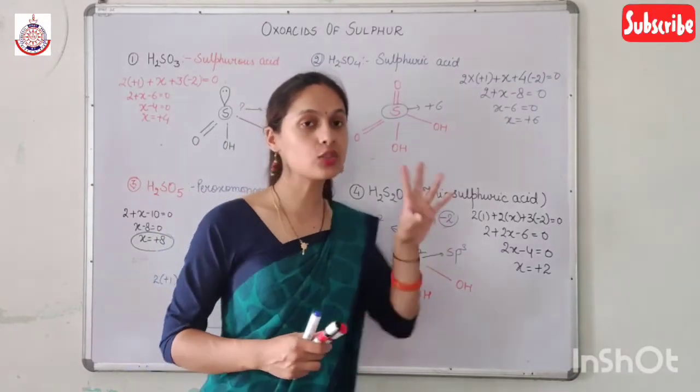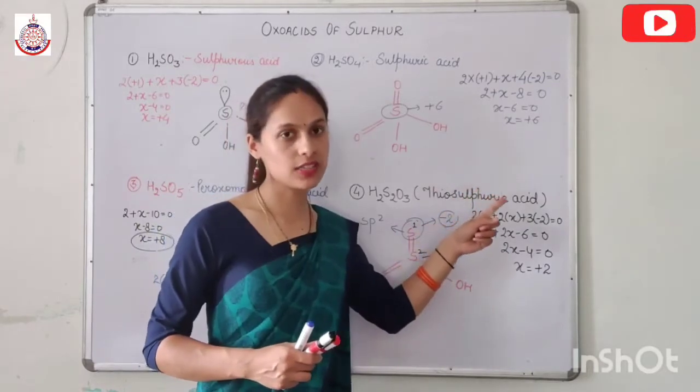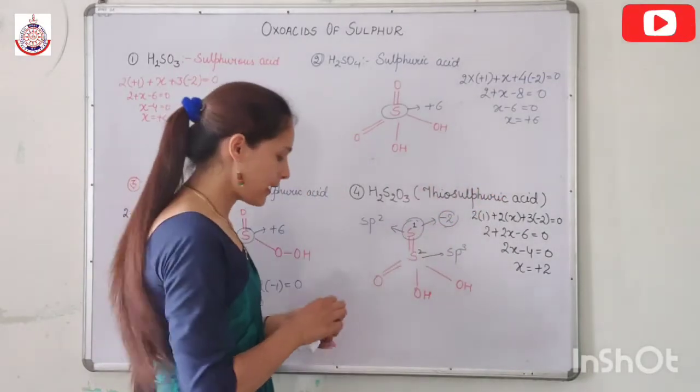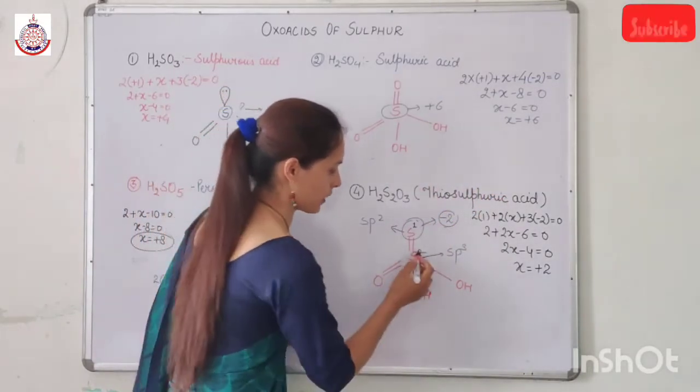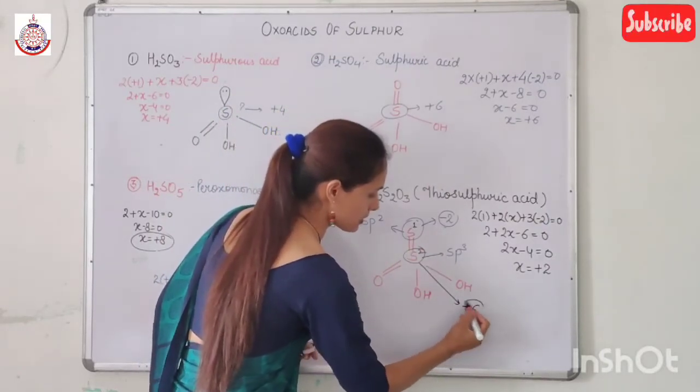And this is attracting 2 electrons which are shared by the other sulfur. That's why its oxidation state becomes -2. But if we talk about this sulfur, its oxidation state becomes +6.